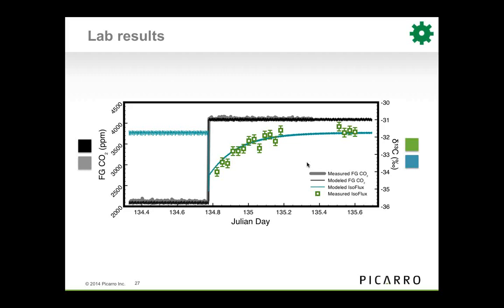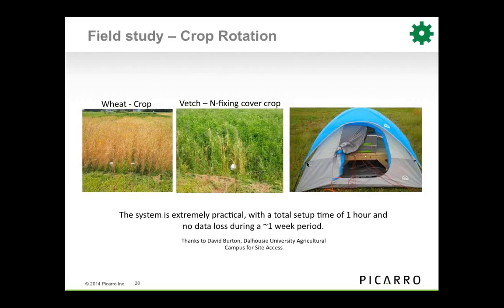The next part of this was we took it out to the field. We wanted to look at a real field study, so we were looking at a crop rotation where the plots either switch between wheat or a vetch, which is a nitrogen-fixing cover crop. What we were wondering is whether there is any isotopic difference between these 2 plots. You can see here on the right we had the Picarro in the field for about a week, in this tent, running that whole time off of grid power. It took us about an hour to set it up, and we got no data loss during that full week, despite a few torrential rainpour events.